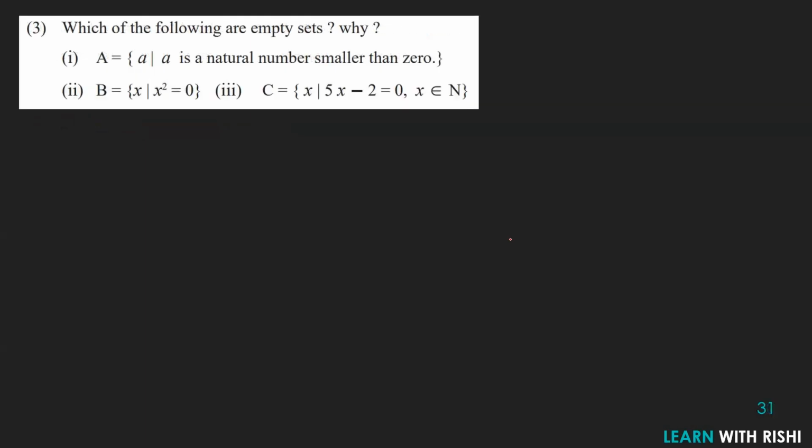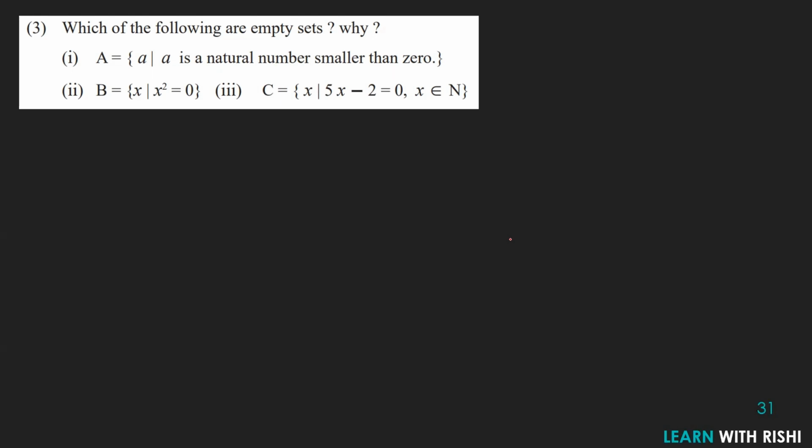Which of the following are empty sets and why? So now we need to decide which of the following sets are empty sets. Empty set means the set in which there is no element present. There is no element present. Empty set is also known as null set. So let us find.